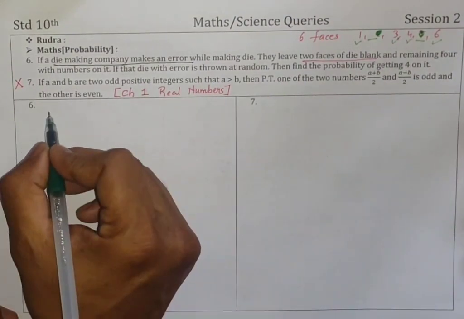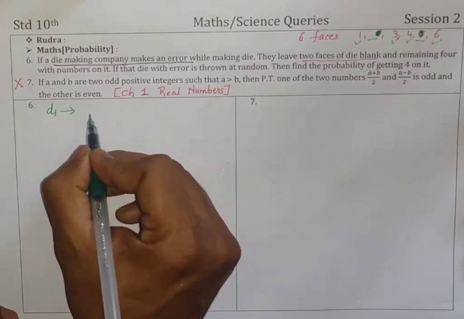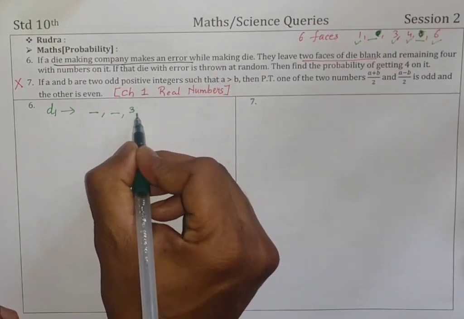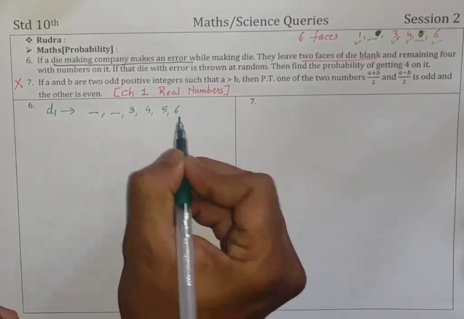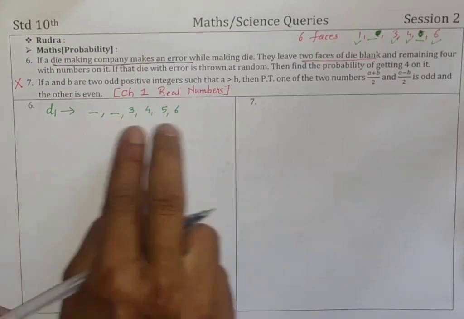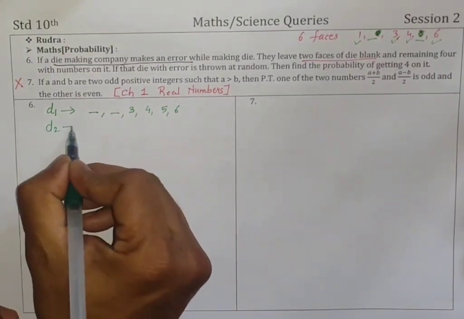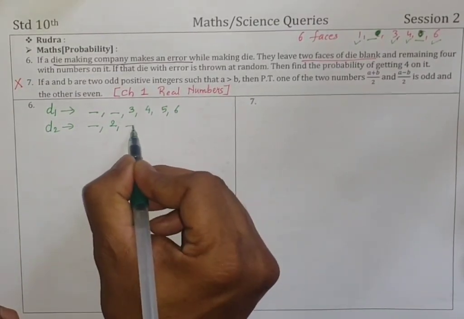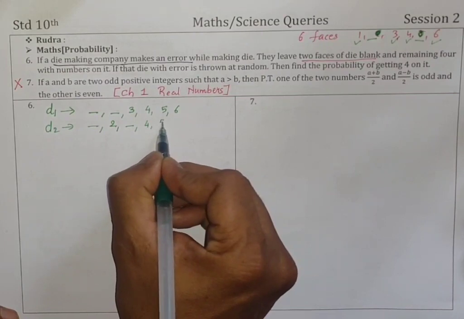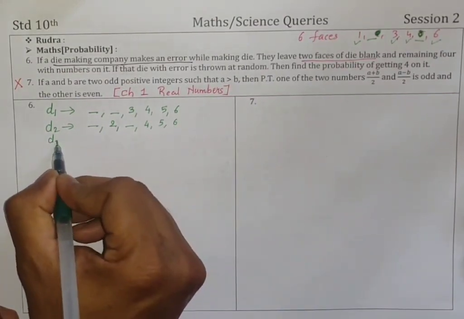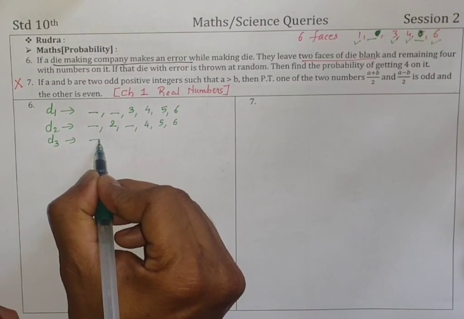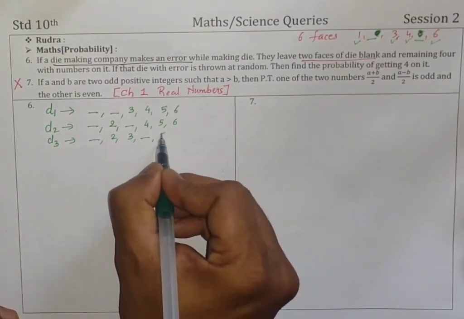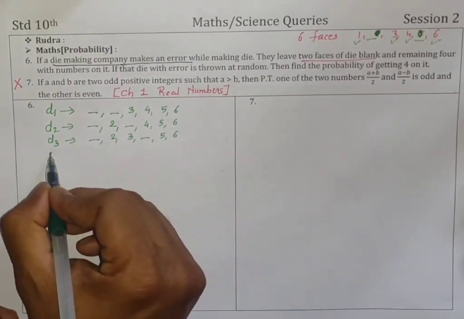सो डाई नंबर 1 पे ऐसा हो सकता है, फर्स्ट फेस ब्लैंक, सेकंड फेस ब्लैंक, फिर आपके पास 3 आया, 4 आया, 5 आया और 6 आया. These are the 6 faces, 2 blank and 4 with numbers. Dice number 2, first face blank, second place पे 2 है, third face blank, then you have 4, 5 and 6. Dice number 3 कुछ ऐसा हो सकता है, फर्स्ट फेस ब्लैंक, सेकंड फेस पे 2 है, थर्ड फेस पे 3 है, फोर्थ फेस ब्लैंक है, फिफ्थ और 6 नंबर वाला है.